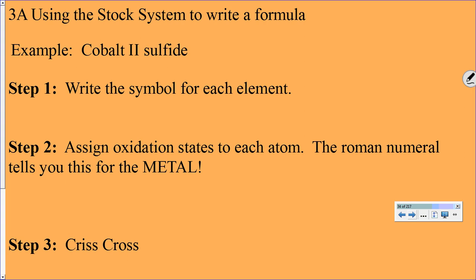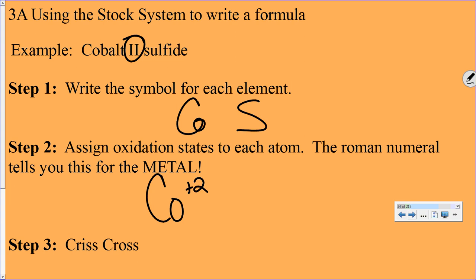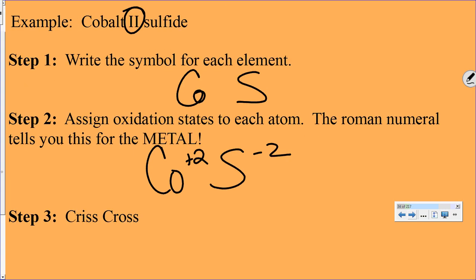So next what we're going to look at is cobalt(II) sulfide. Cobalt is Co, sulfur is S. When we're assigning our oxidation state, Roman numeral II tells me cobalt is +2. If you look at cobalt in the periodic table, it has multiple charges listed. We don't need to worry about that. They're telling us it's +2. For sulfur, we use our negative charge of -2.